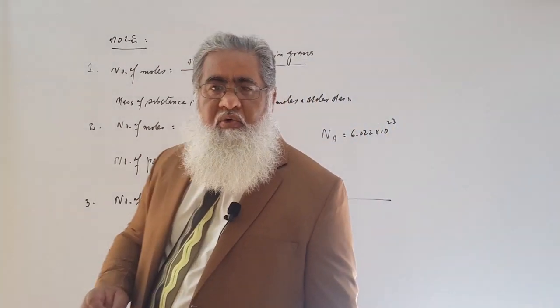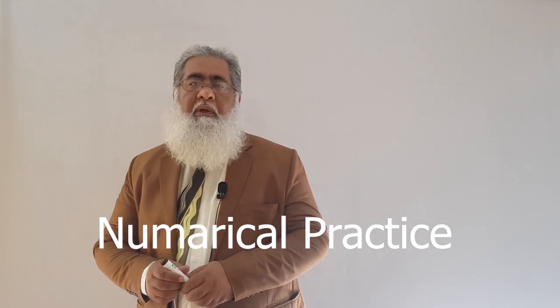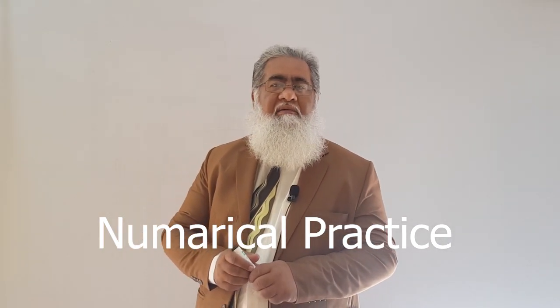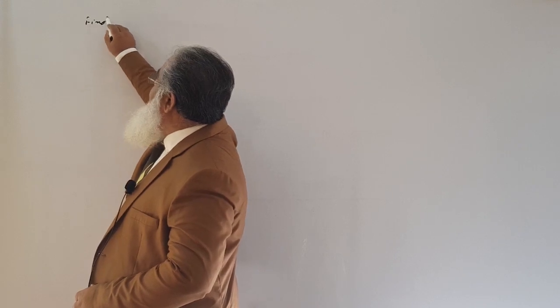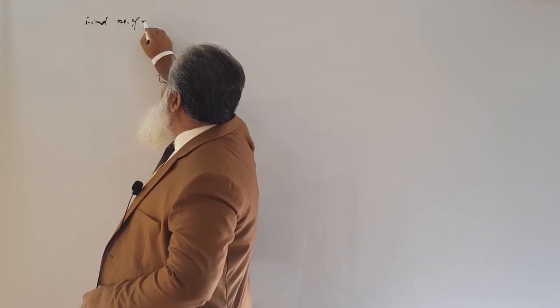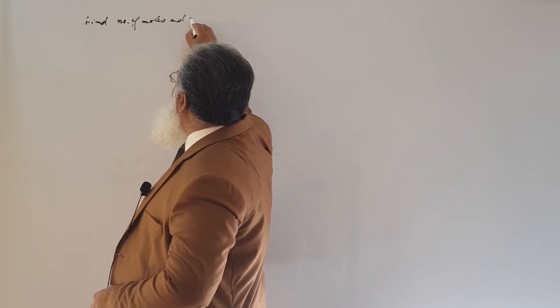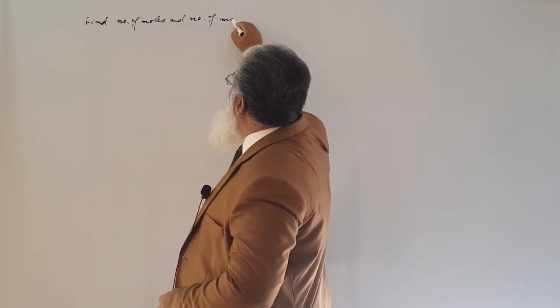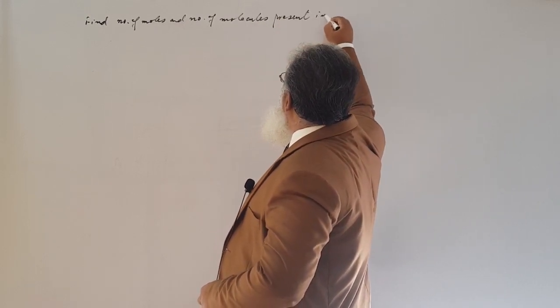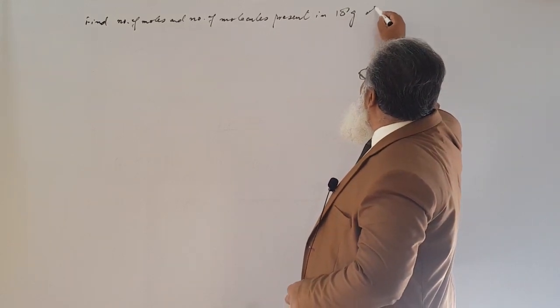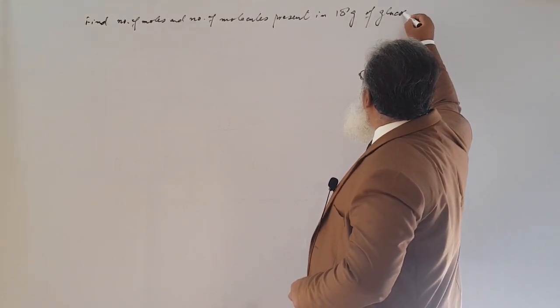Let's start those numericals. The first numerical which we are going to solve: we have 18 grams of glucose. How many moles and number of molecules of glucose are present? Find number of moles and number of molecules present in 18 grams of glucose.